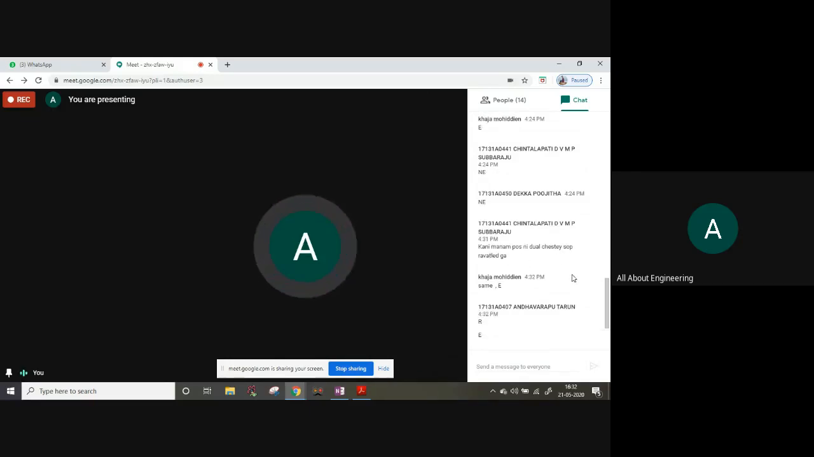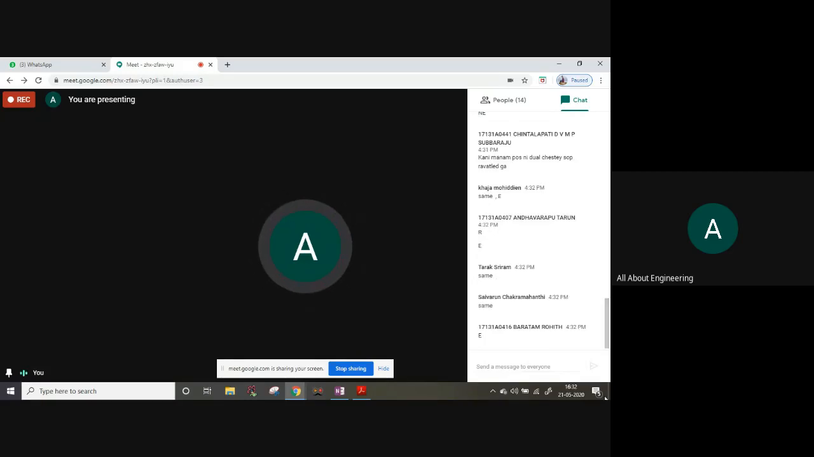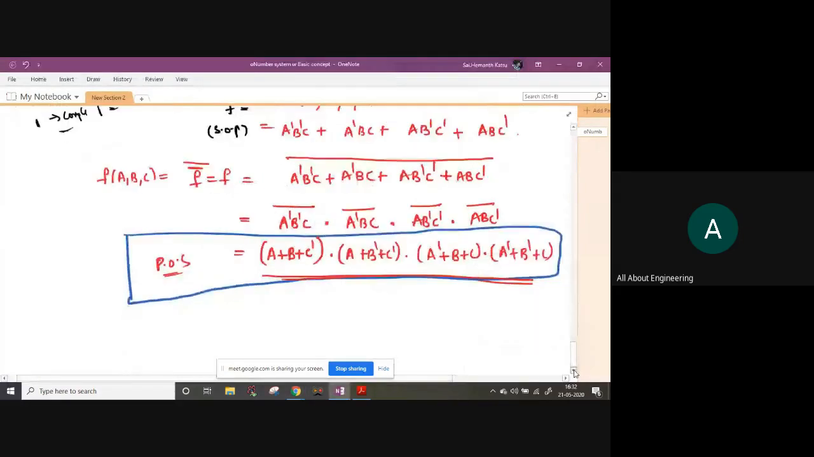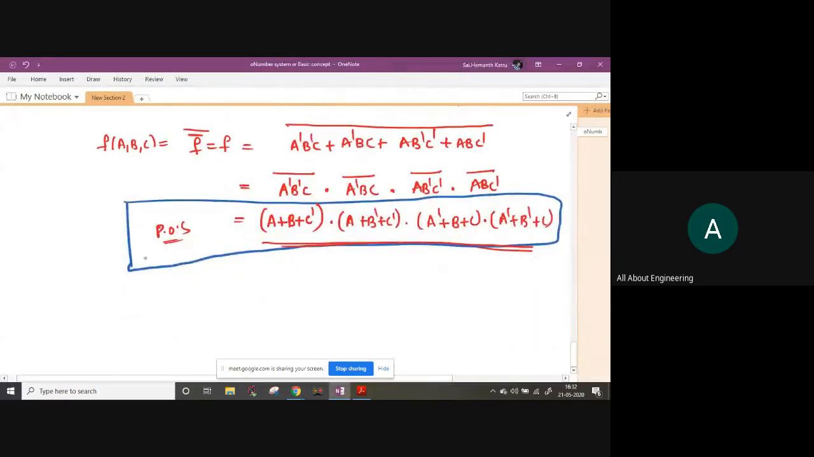If we dual the POS, we don't get the SOP, right? See, Subbu, I already told you one thing. If a function is true, then its dual is also true, but these two functional values need not be same. If these functional values are also same, then those functions are called self-dual functions.